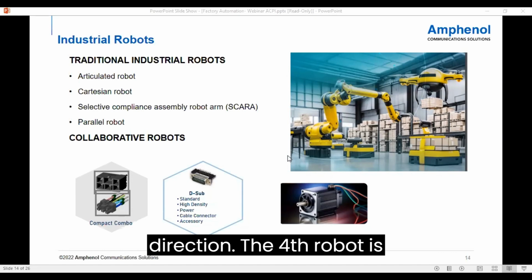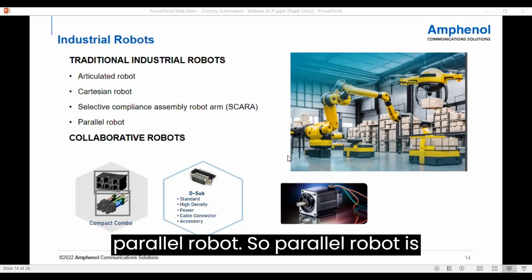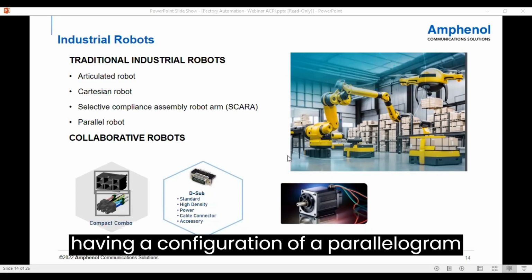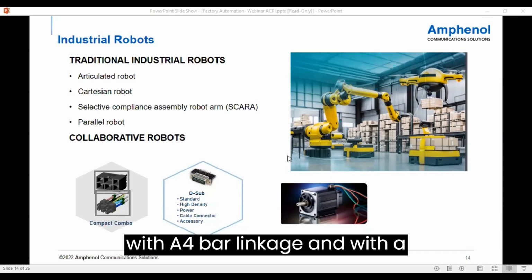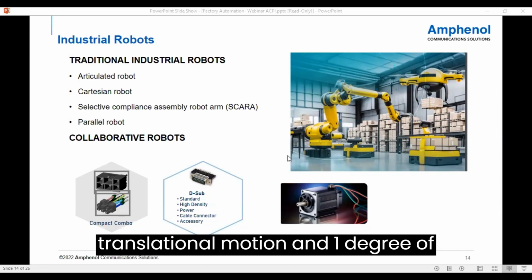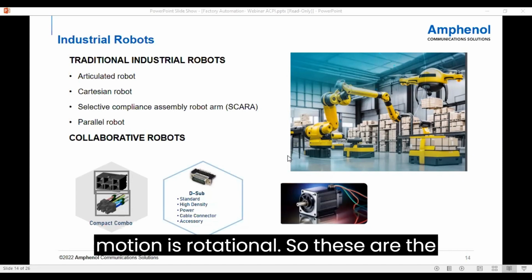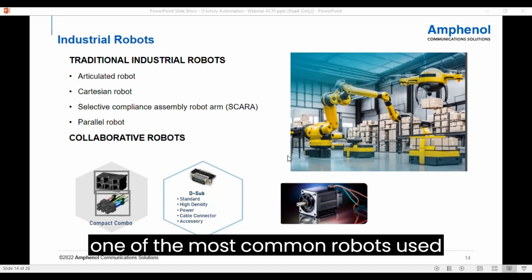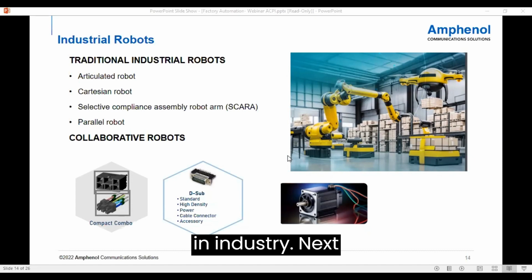The fourth robot is the parallel robot. A parallel robot has the configuration of a parallelogram with a 4-bar linkage and 4 degrees of freedom, which is 3 translational motions and 1 rotational motion. These are among the most common robots used in industry.